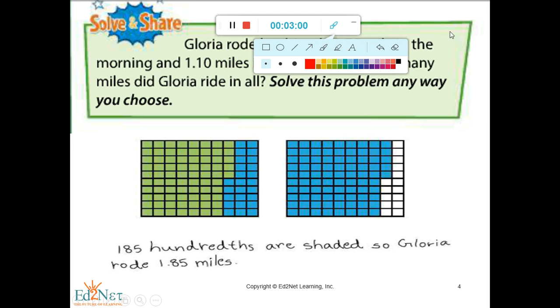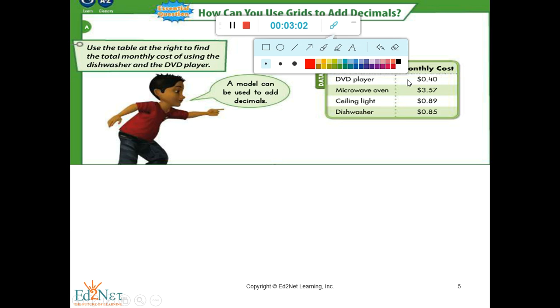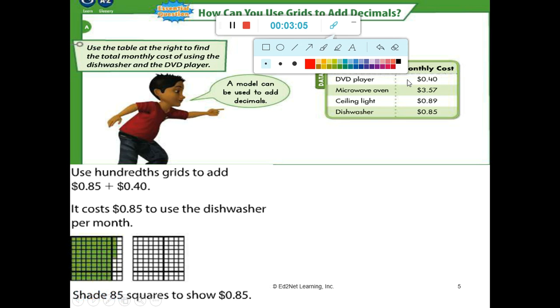Now, look at this example. Use hundredths grids to add 0.85 plus 0.40. So, how do we add them? Here in the first hundredths grid, we shade 85 hundredths. In the second one, we shade 4 columns, or 40 hundredths, then we add them.